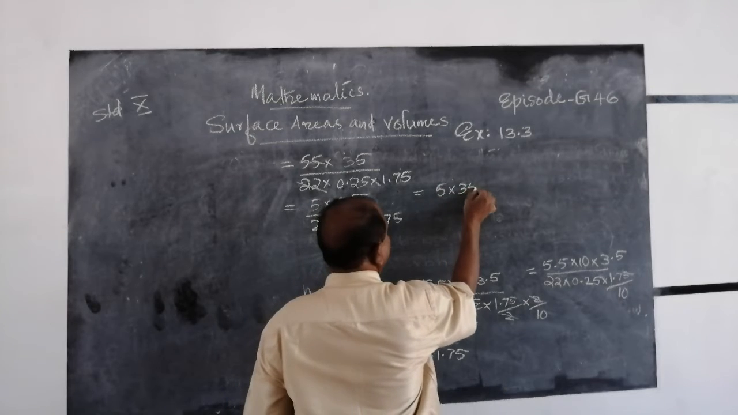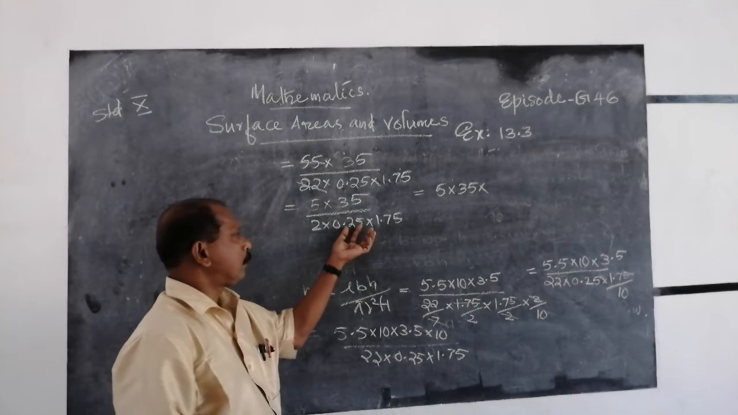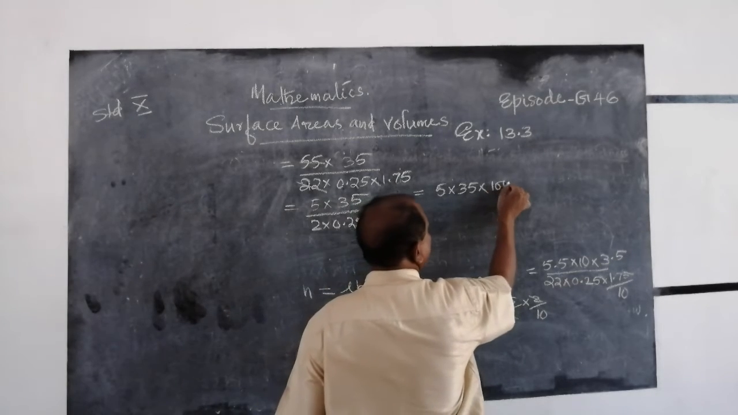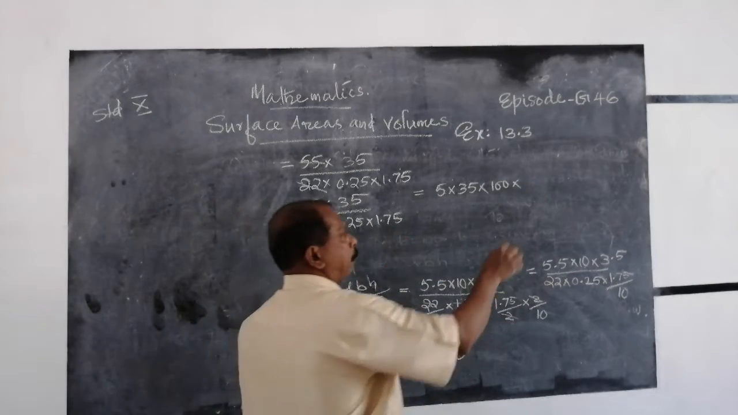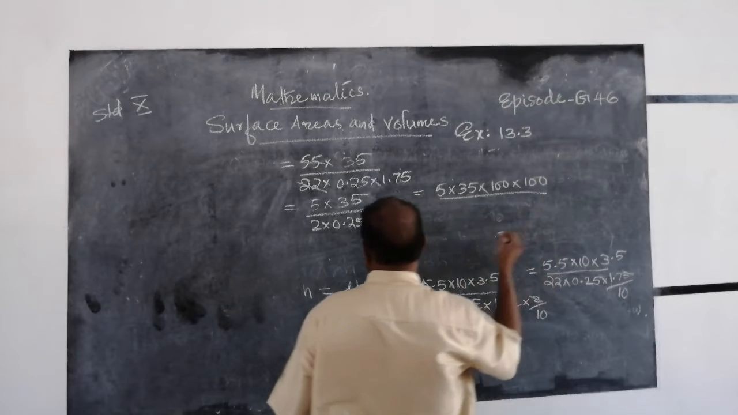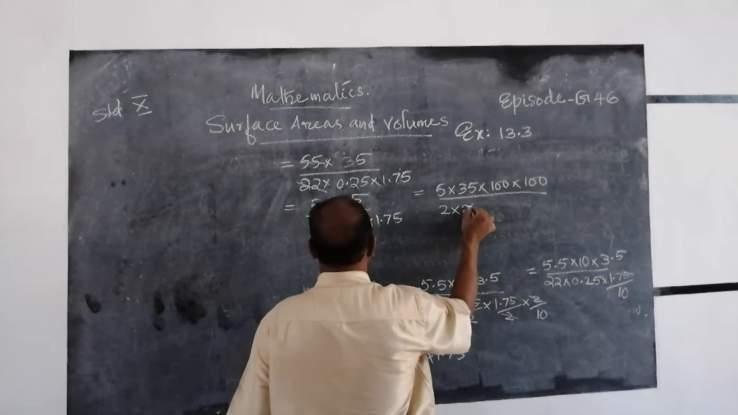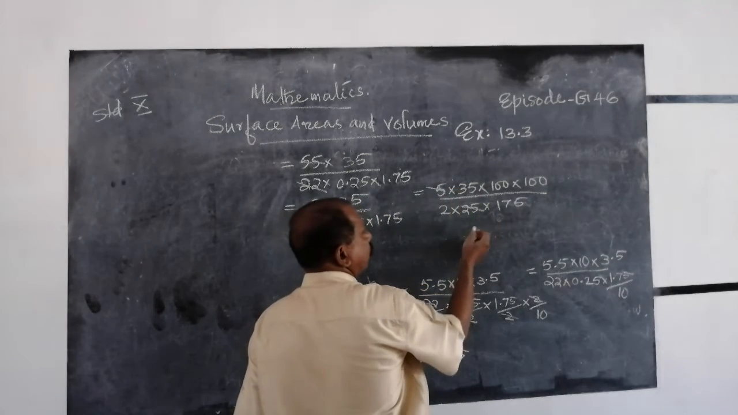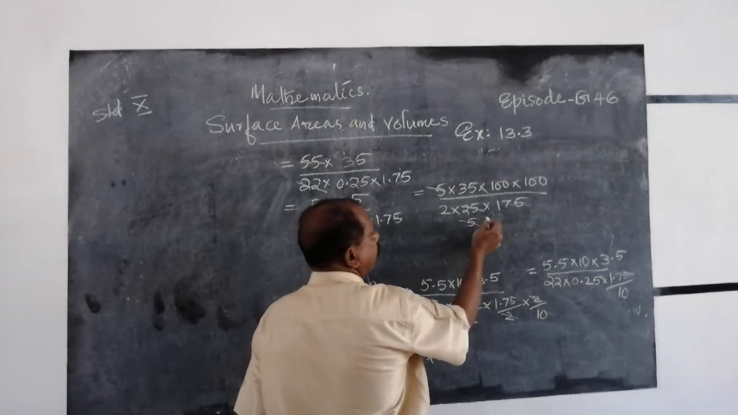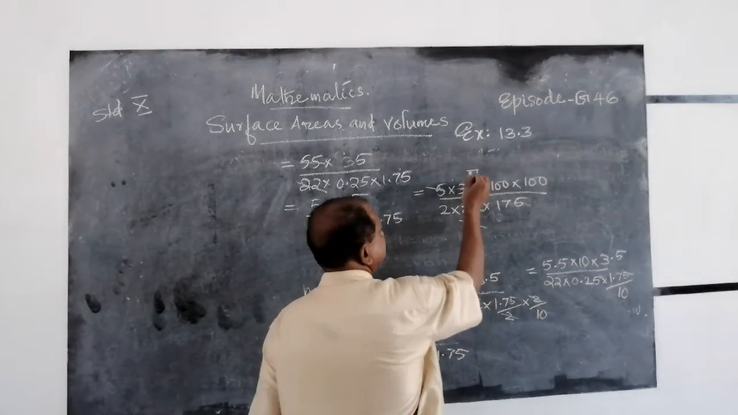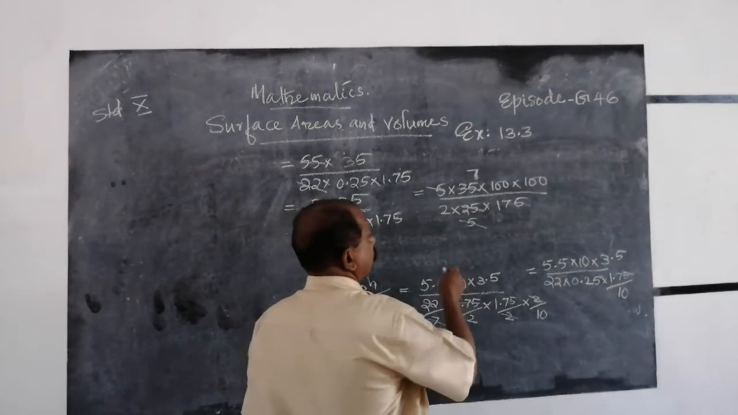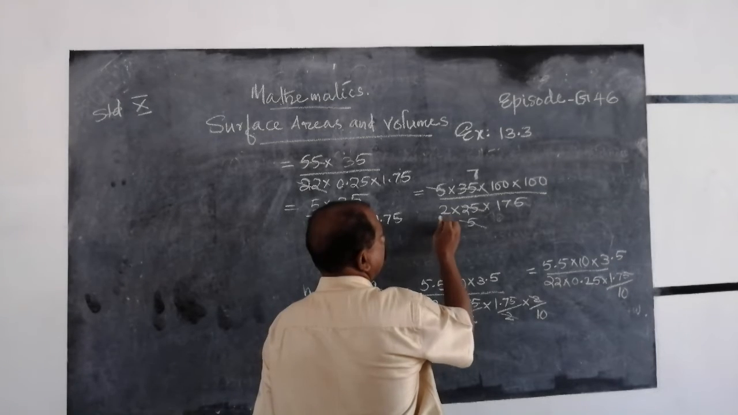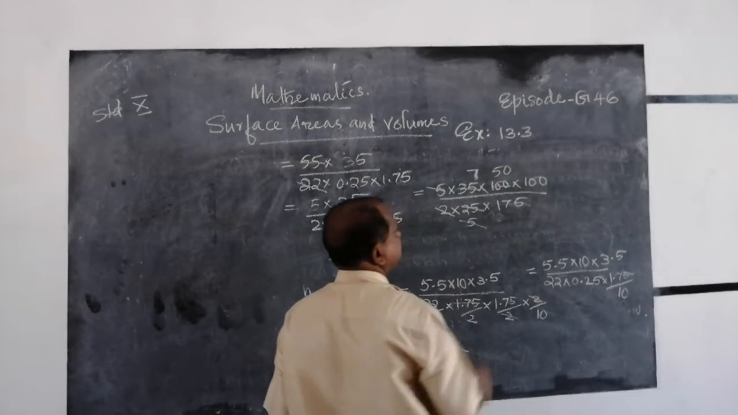5 into 35 into how many decimals? 2 decimals. Therefore, multiplied by hundreds into 2 decimals, multiplied by hundreds, divided by 2 into 25 into 175. Then 5 and 25 cancel, we get 5. 5 and 25 cancel, we get 7. 2 and 100 cancel, we get 50.